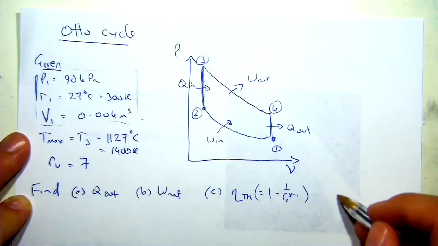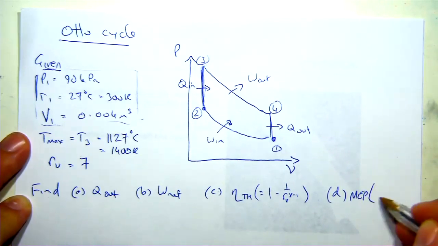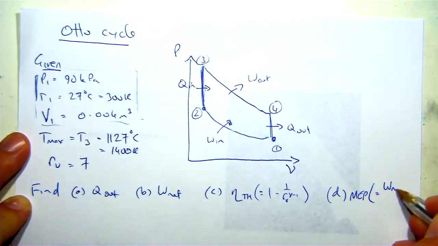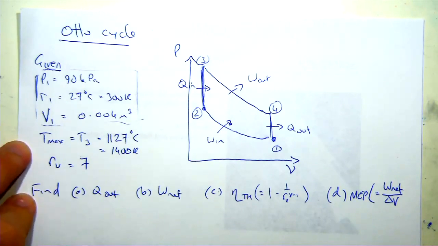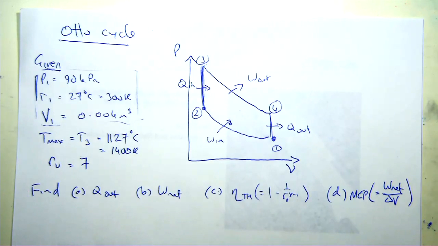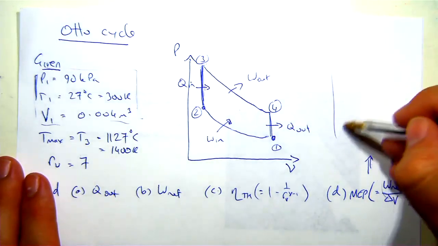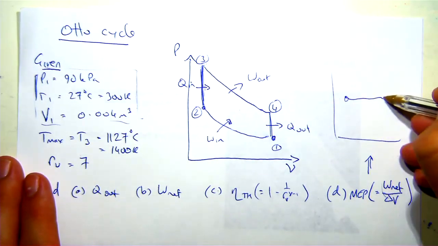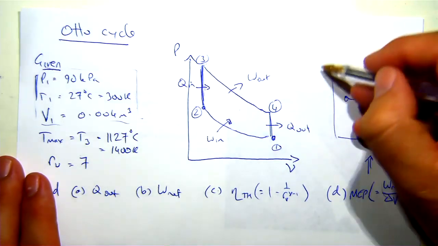Okay? And D, what's the mean effective pressure? I'm just going to make a little note here. The mean effective pressure is if I were to do all of that net work over that change in volume and just have it as a straight line on my PV diagram. So the concept here is that the net work over that volume could be represented as a straight line. Area under the graph is work on a PV.